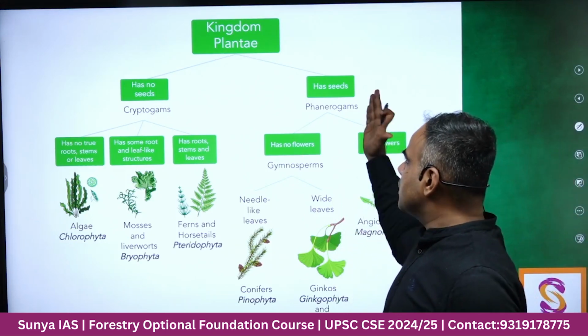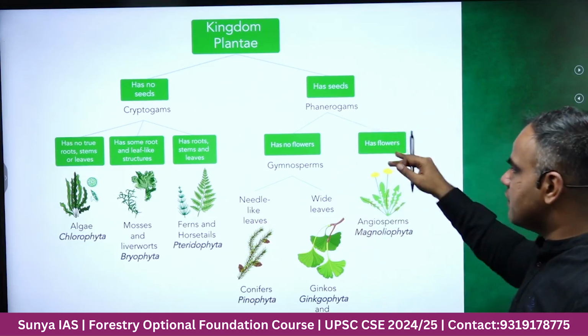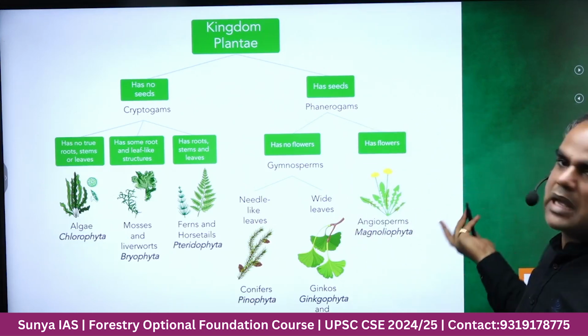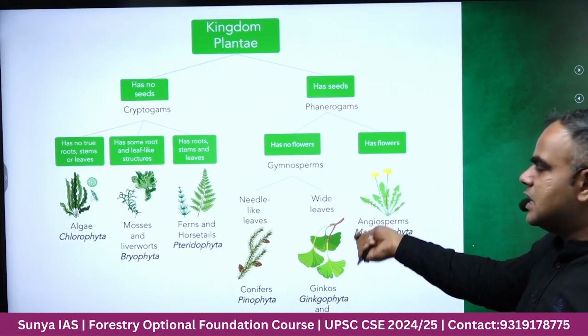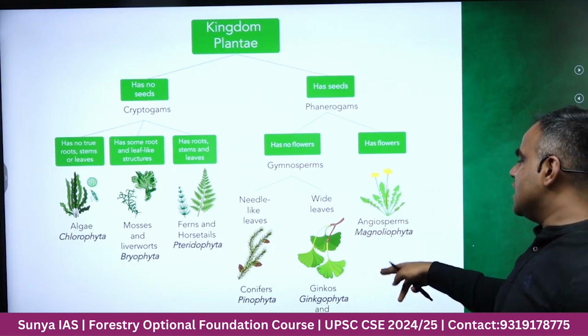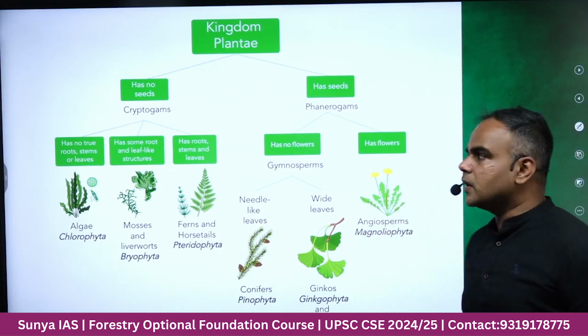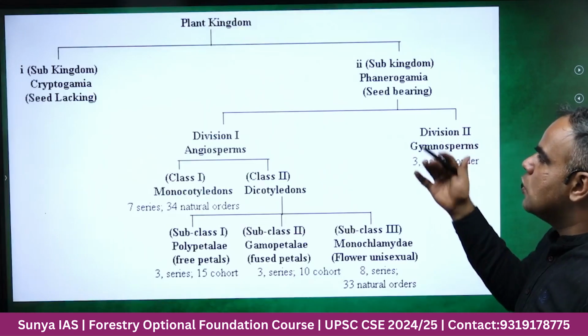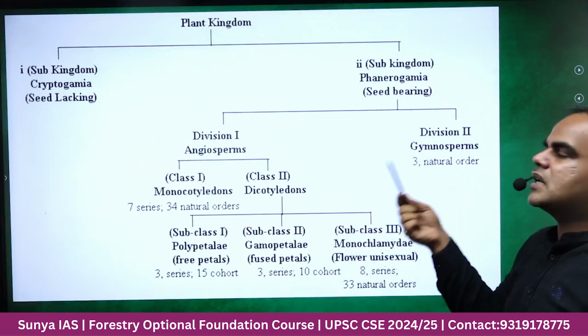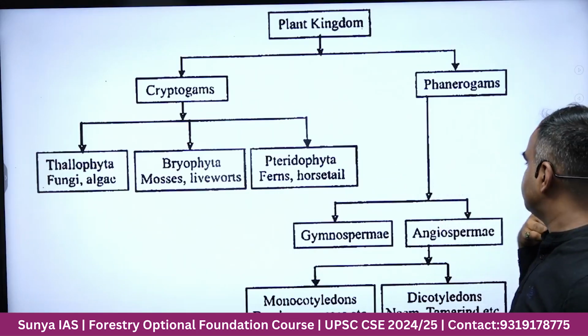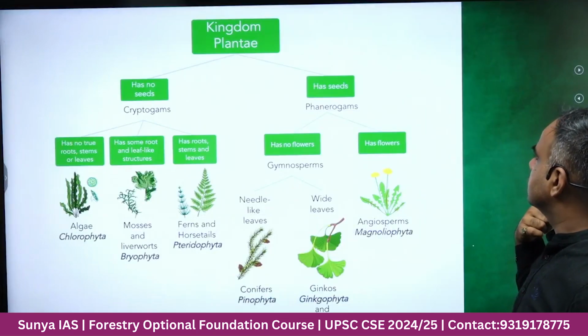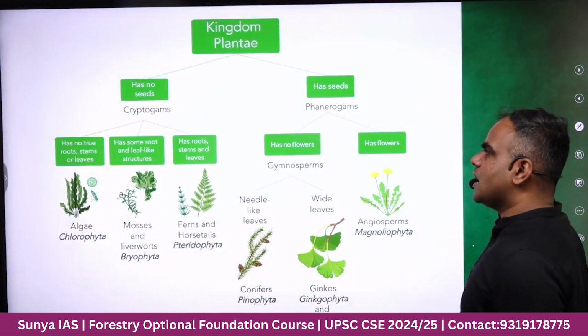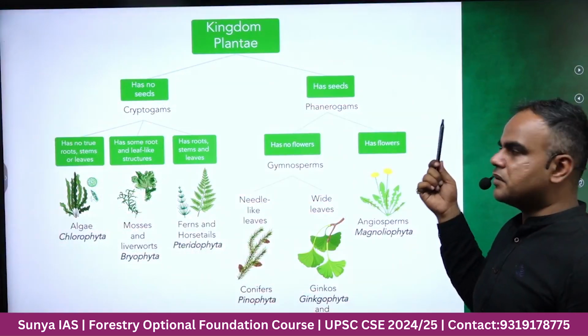So again, if it has seeds and does not have flowers, it is gymnosperm. If it has flowers, it is angiosperm. Within that, needle-like leaves are conifers. Wide leaves are ginkgos, cycads, etc. So first of all, please understand this, and through this you will be able to further understand how all this classification was done. Okay, so that is what we will read about.